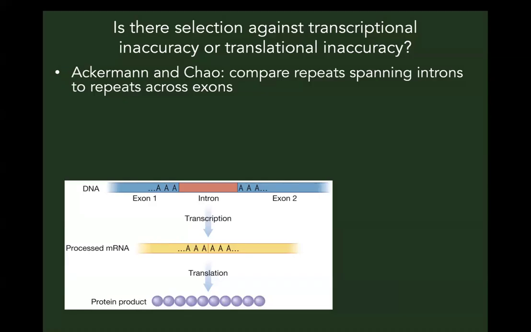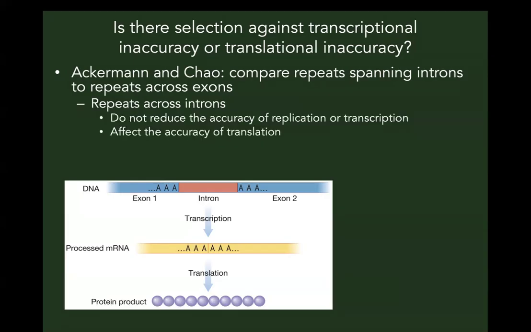All right. So Ackerman and Chow asked whether there's selection against inaccuracy in transcription or inaccuracy in translation. So what they did is compare repeats that spanned introns to repeats that spanned exons. So if you have a repeat, here's a whole bunch of A's, and it goes through one side of the intron and not the other. If you have a repeat that goes across the intron, it's not going to reduce the accuracy of replication or transcription, right? But it might affect the accuracy of translation because translation is the thing that happens next.